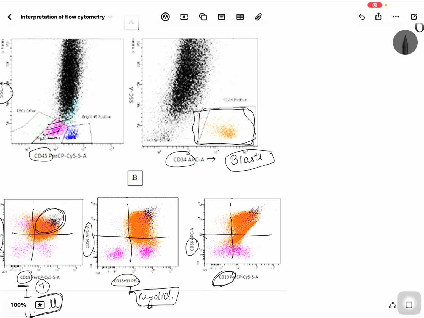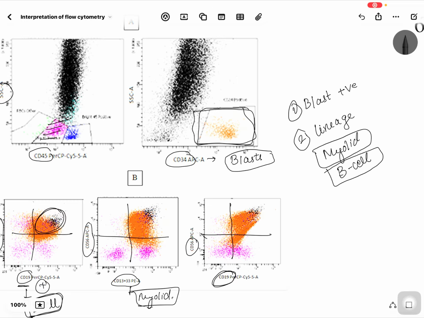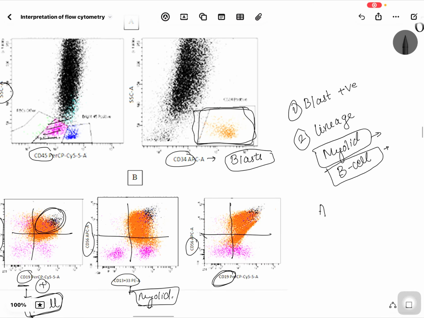So can there be two lineages at once? Like see, blasts present. Okay, we get it. Then first, second thing, what do we have to look for? We look for lineage. Okay, in lineage I am finding myeloid cells. Then I am also finding B cells, B cell marker. Okay, but can these two be present at the same time? Then we go and check for the number of myeloid cells and the B cells. So this is nothing but AML, but which type?